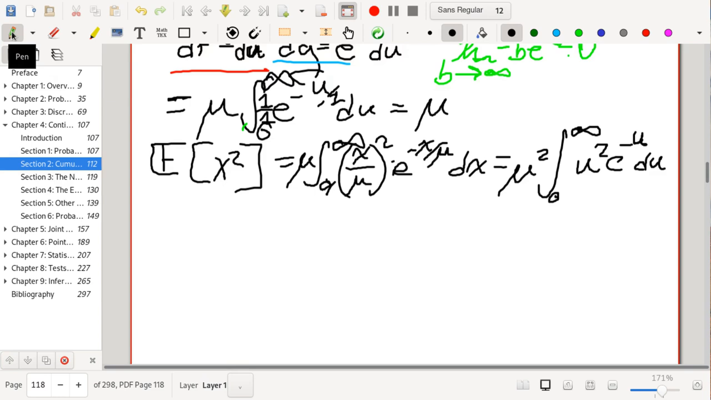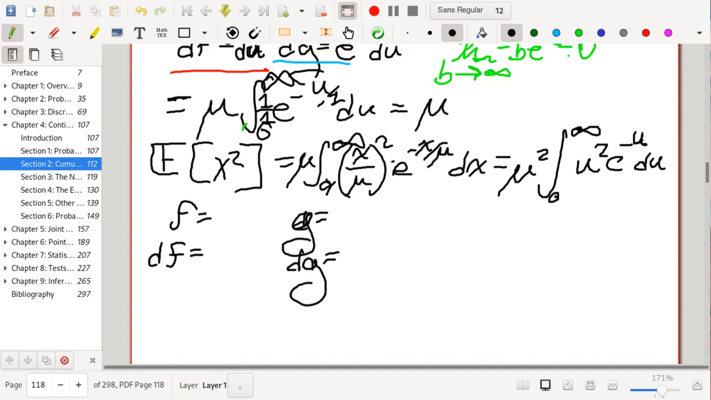So using once again this principle that you should be picking f and g to make your life simpler, because we're going to fill out this table: f equals, g equals, df equals, dg equals. You pick the f and dg, and you should pick the f to in some sense make the problem simpler. So we'll say f is equal to u squared, because then when we differentiate we're going to end up with 2u, which is making our problem simpler. Dg will be e^(-u) du. So then df is going to be 2u du, and g will be negative e^(-u) once again.